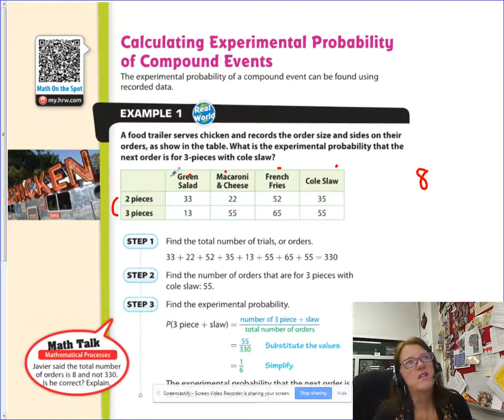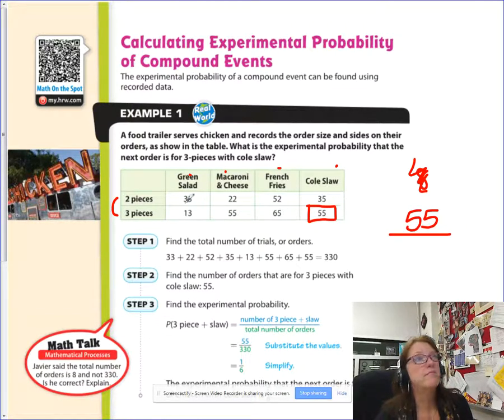And then what they did is they decided to record at this food truck what all of their orders were for a particular day and compiled that. So if I was going to ask you any questions about an experimental probability, such as they're doing here, what's the experimental probability that the next order is a 3-piece chicken with a side of coleslaw? You're going to focus in on this number here, 3-piece and coleslaw, and you know that that's 55. And then basically you have to go through and figure out, all right, 55 out of how many? That's your total outcome.